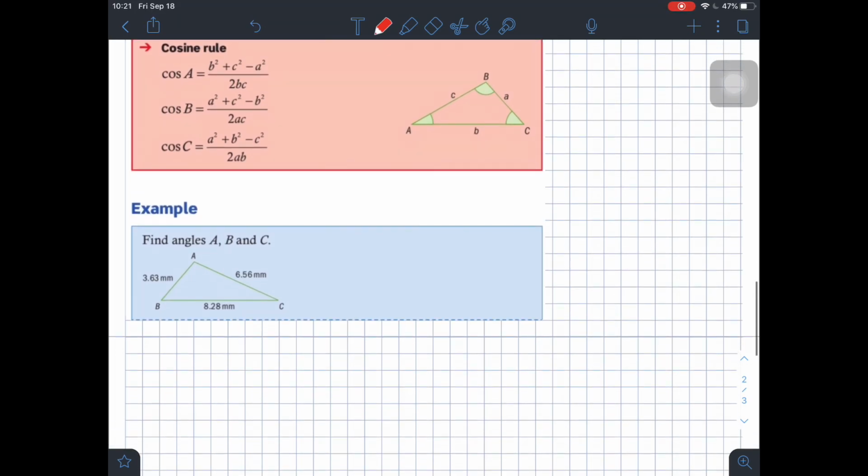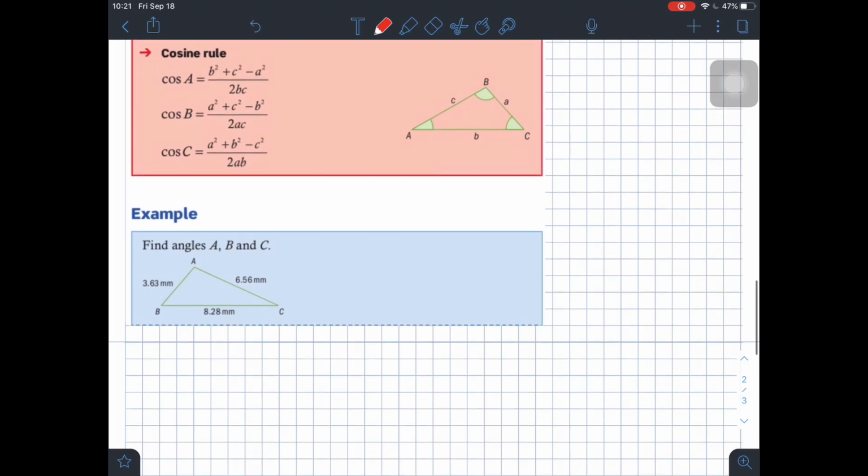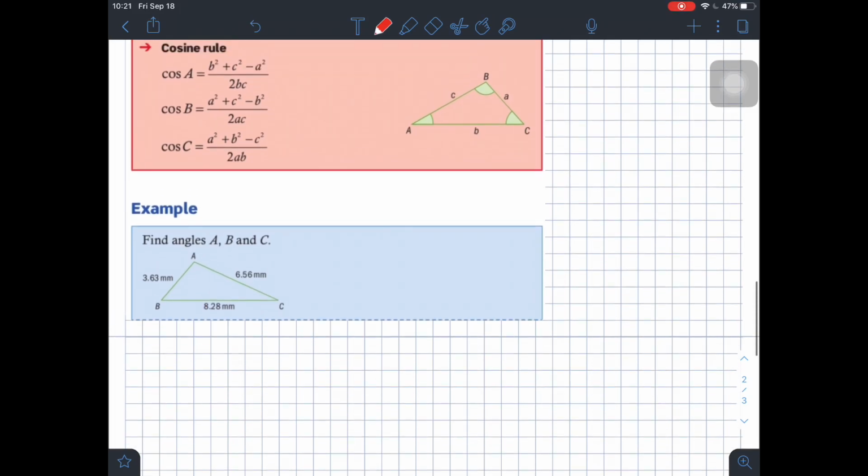So let's see an example of how this applies. It says, find angles A, B, and C. So in this case, we have the three sides already. And if you try, you would see that it's impossible to apply sine rule because we have three different pieces of information from three different letters, right? So we will not be able to apply sine rule. So I will need to apply cosine rule.